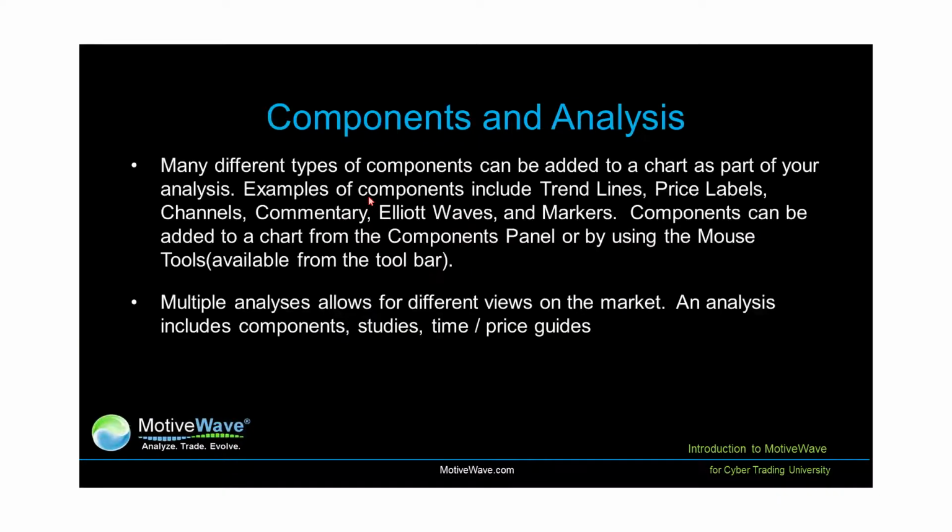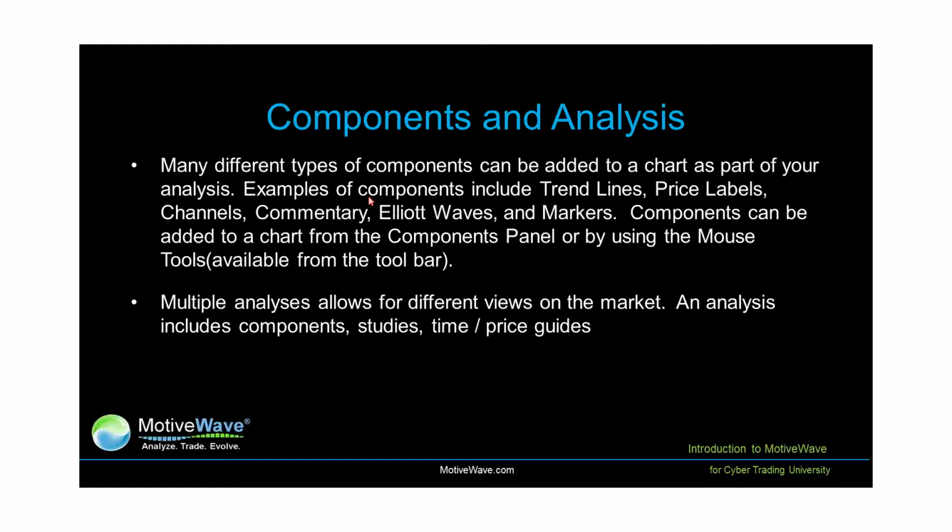Okay, 5:17. I got some time here. Components and analysis. Many different types of components can be added to a chart as part of your analysis. Examples of components include trend lines, price labels, channels, commentary, Elliott waves, and markers. Components can be added to the chart from the components panel or by using the mouse tools. Multiple analyses allow for different views in the market. Analysis includes components, studies, time and price guides.